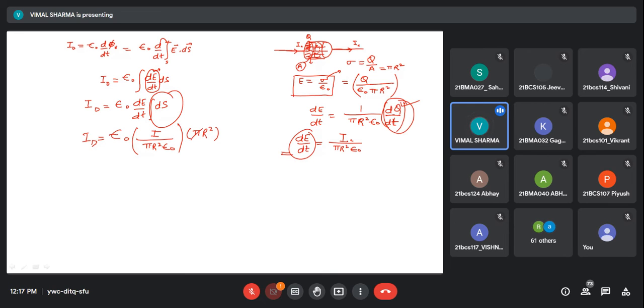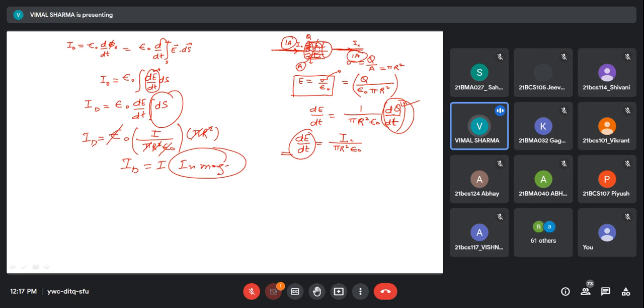So I can see that pi R square cancels and epsilon naught cancels. So ID is I. In magnitude, the displacement current is equal to the conduction current between the capacitor plates. That means if 1 ampere conduction current is flowing in the wires, here also there is 1 ampere. So the continuity of this current is maintained: it is 1 ampere current, with no displacement current here.